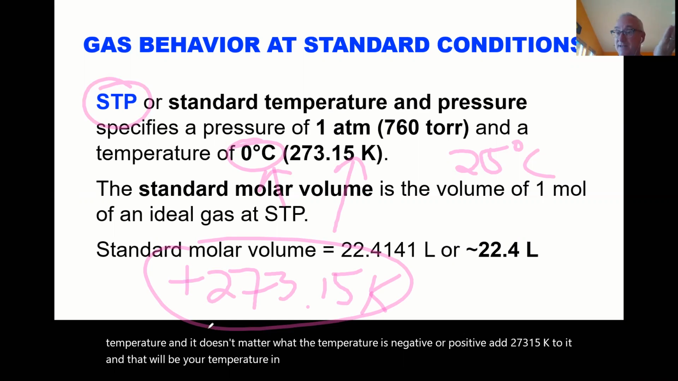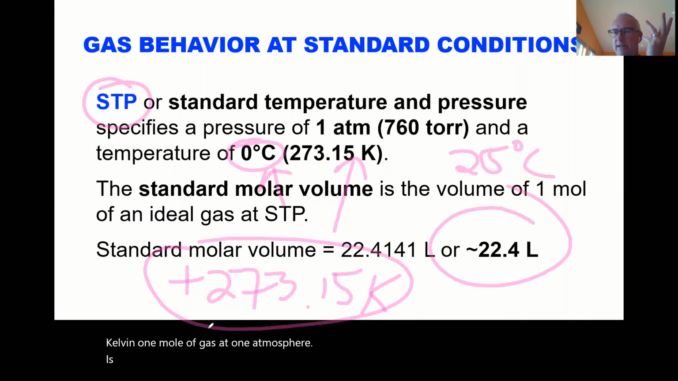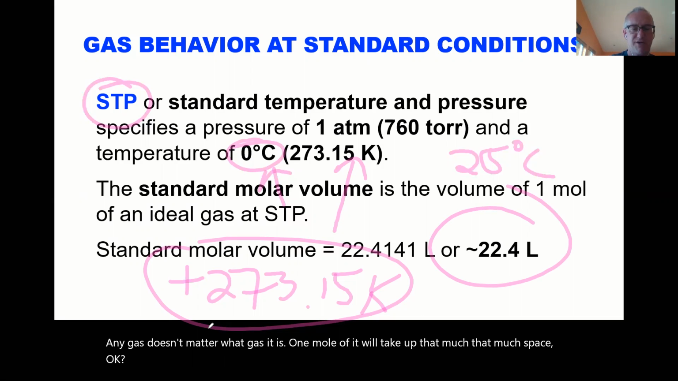So at precisely 273.15 Kelvin, 1 mole of gas at 1 atmosphere is about 22.4 liters. Any gas, doesn't matter what gas it is, 1 mole of it will take up that much space, okay? And we know this because we can measure it.